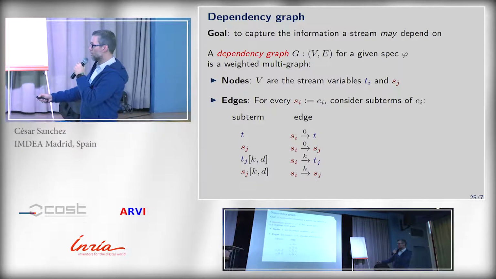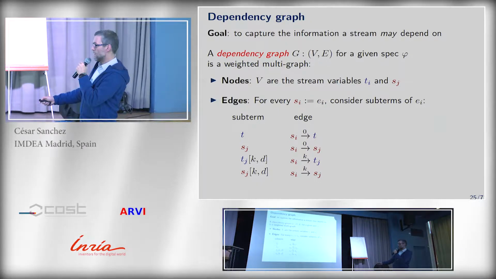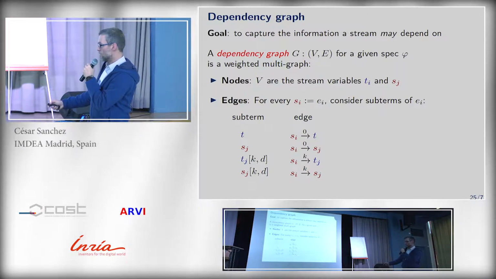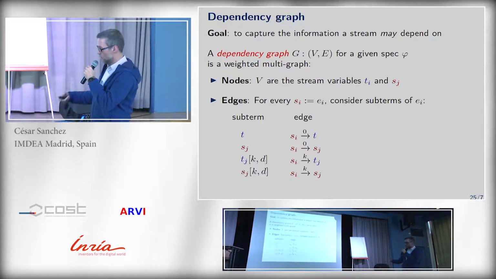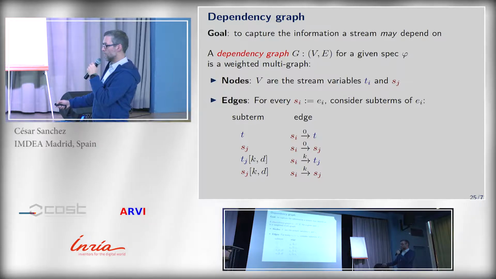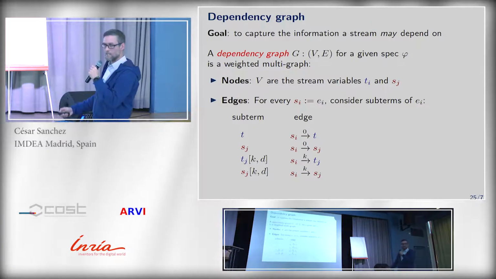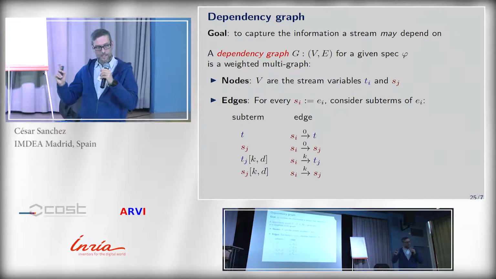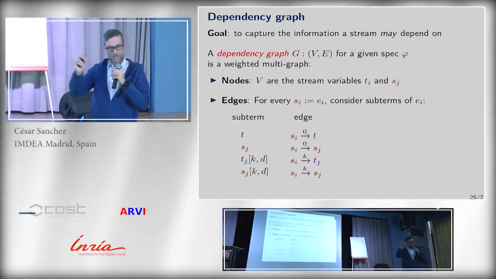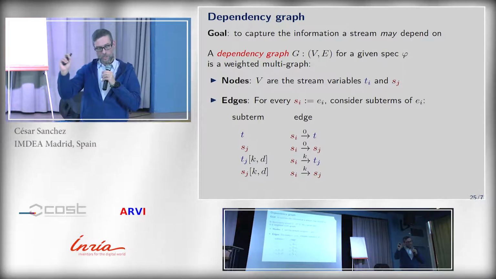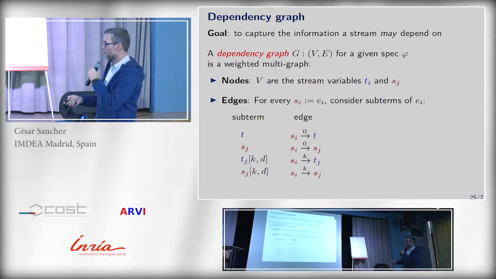So if t occurs inside Ei, then you have an edge between Si and t with weight 0 if you have no shifts, if you use the variable directly as a term. If you have shifts, then you also have edges, but in this case of weight k. If you think about it, this captures whether a stream variable depends on another one, and what the shift is that you need to get to the other variable.